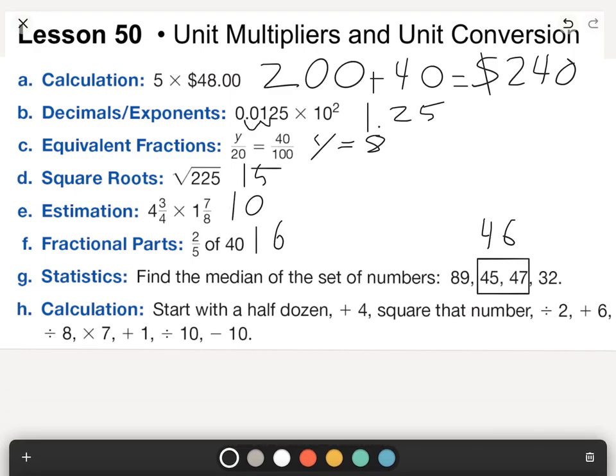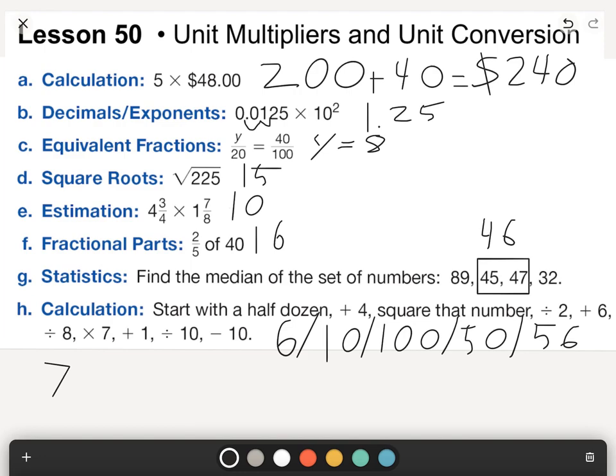Okay, then H, start with half a dozen. Yeah, we don't really have time to do a lot of discussion about the mental math, guys, so I'm kind of trying to push us along here. Start with half a dozen plus 4. Square that number, divided by 2. Wait, square a number means multiply by the same number? By itself, yes. That's what squaring means. Multiply by itself. Plus 6, divided by 8.